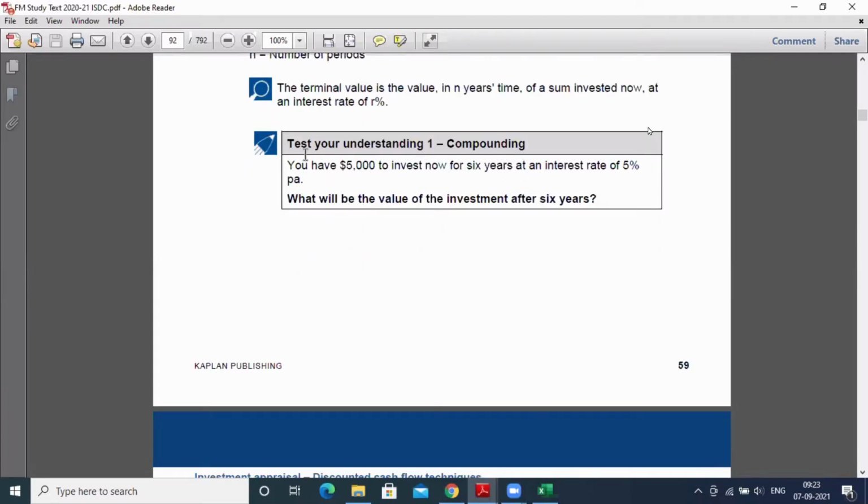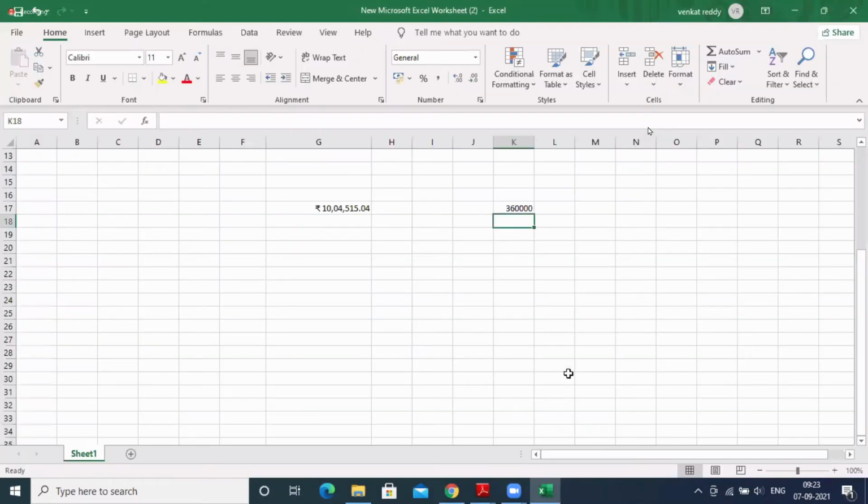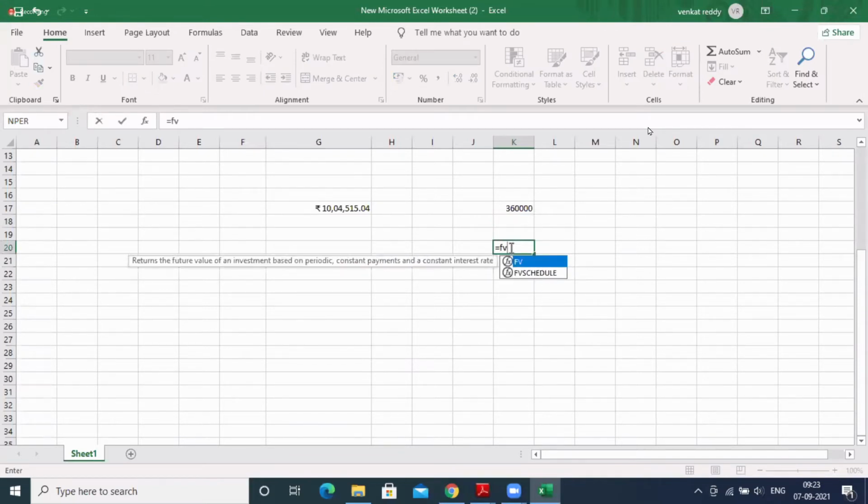Now, you can see this. There is a query regarding the compound. You have $5,000 to invest now for 6 years at an interest of 5% per annum. So here, what is the value of the investment after 6 years? You can easily use your Excel sheet. They are asking us to calculate the future value.